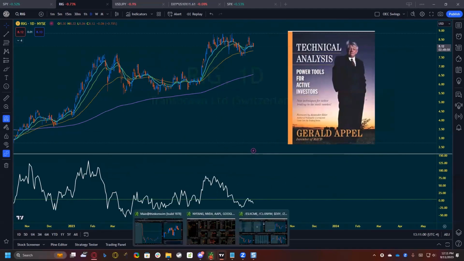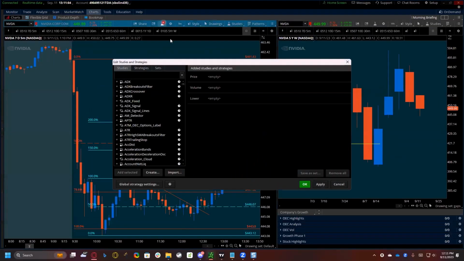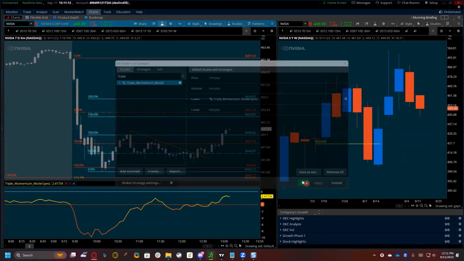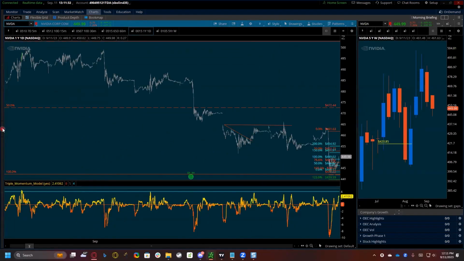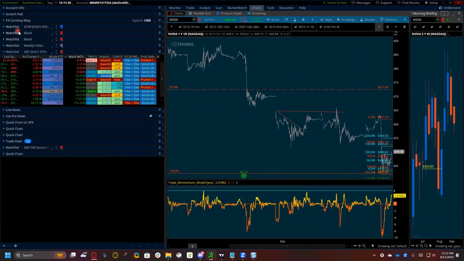And we're on Rig. But let's go over to Thinkorswim. We've got a couple versions here. I called it the triple momentum model. Take it out to the daily, and we're looking at it on NVIDIA. Now, I do have a scan, right? So we're going to come up here.